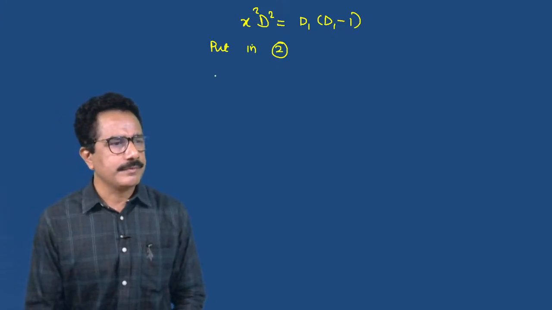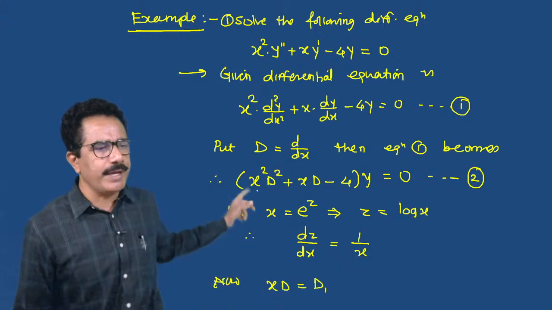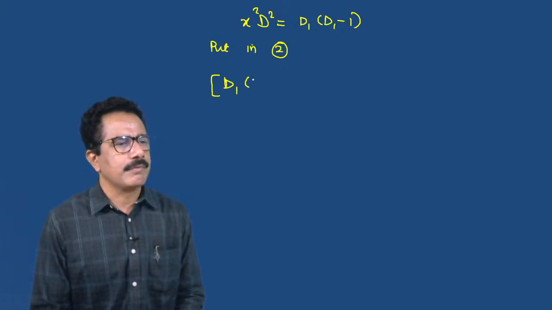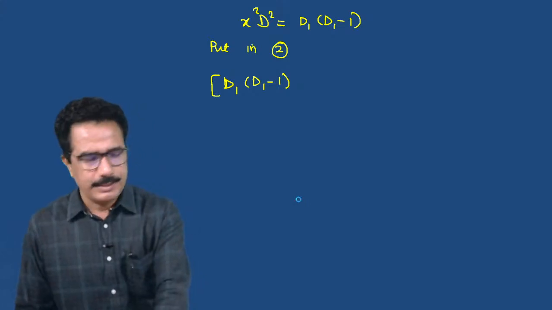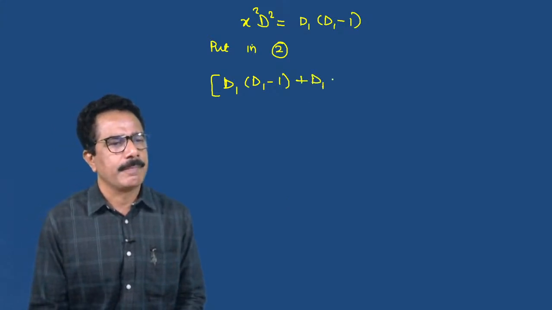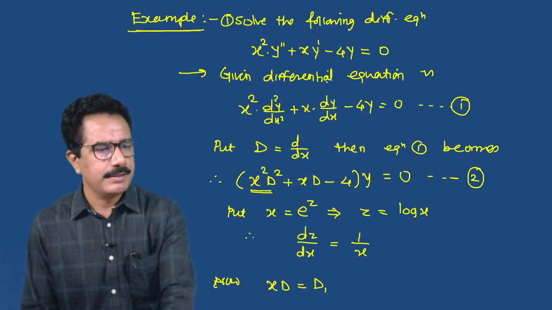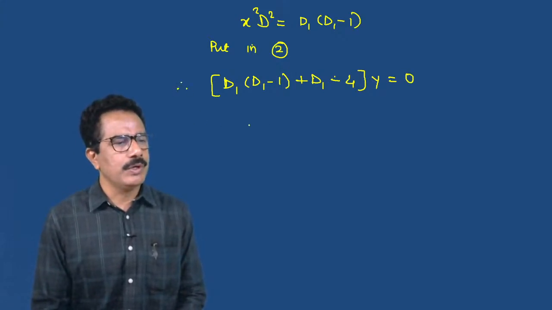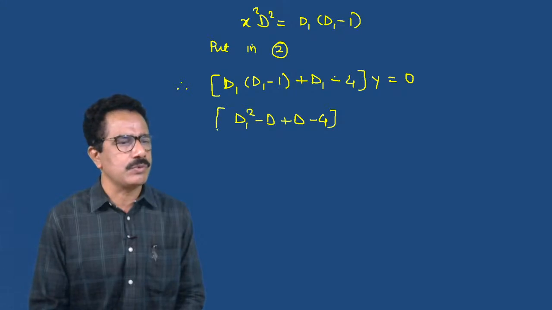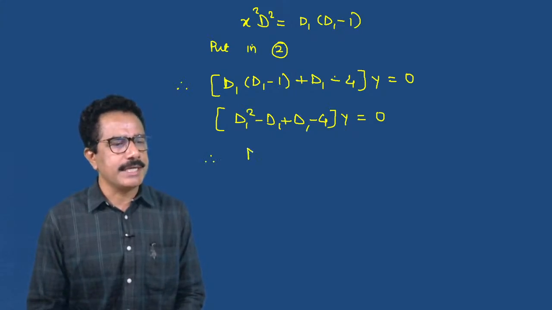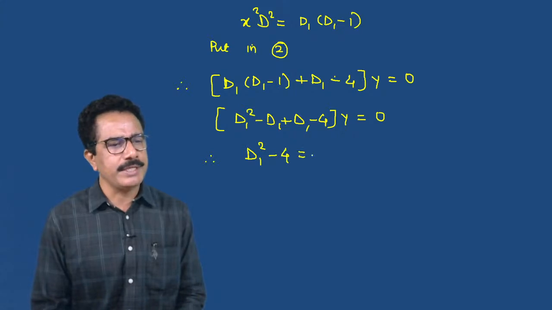So D1 into, we can write this as x square D square means D1 into D1 minus 1. Second, x into D means D1, plus D1 minus 4 of y, which is equals to 0. So D1 square minus D1 plus D1 minus 4, which is equals to 0, of y, which is equals to 0. So plus D1 minus D1 get cancelled, that is D1 square minus 4 is equals to 0.